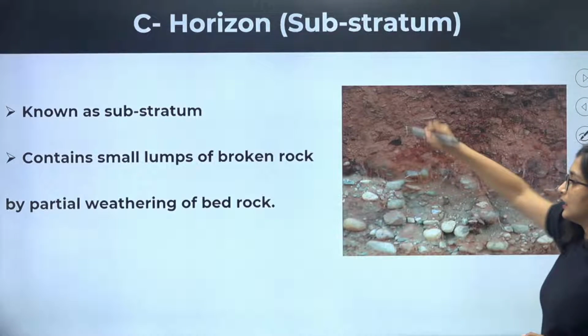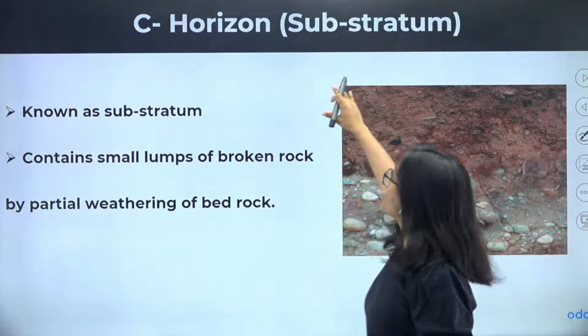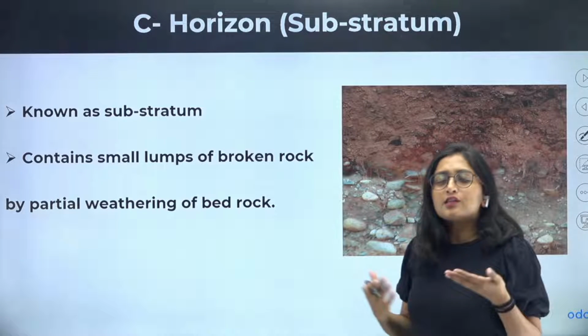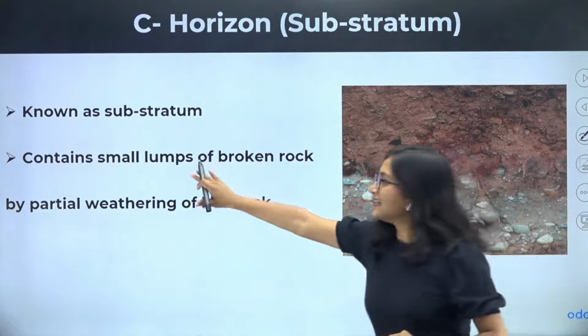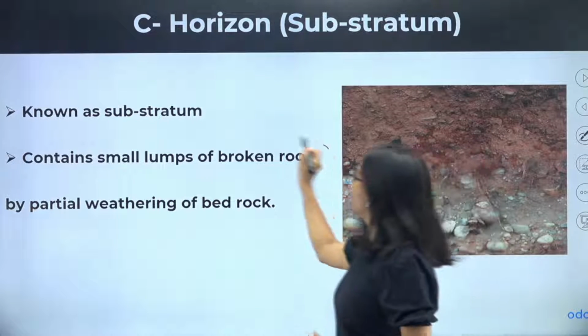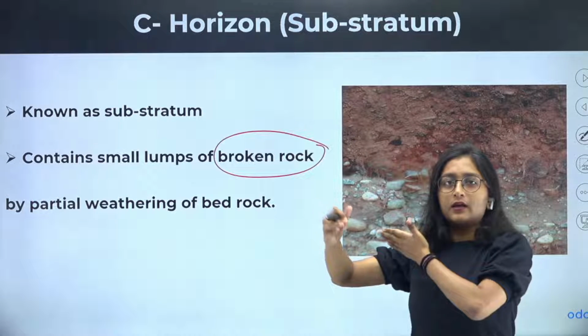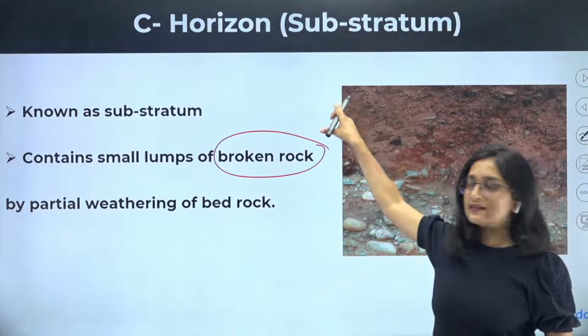Now, after the B horizon, we do have the C horizon. This is also referred to as the substratum. If it is known as the substratum, it means the sublayer. It contains small lumps of broken rock. So the rock is there, but in a broken form. These broken rocks are found in the C horizon.